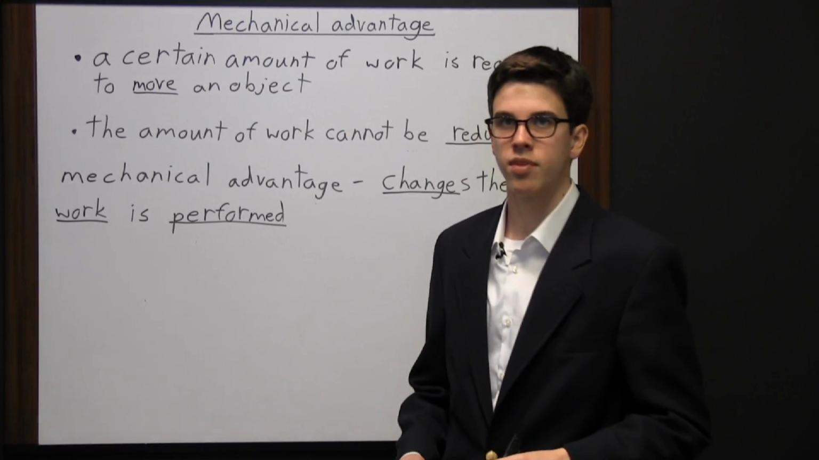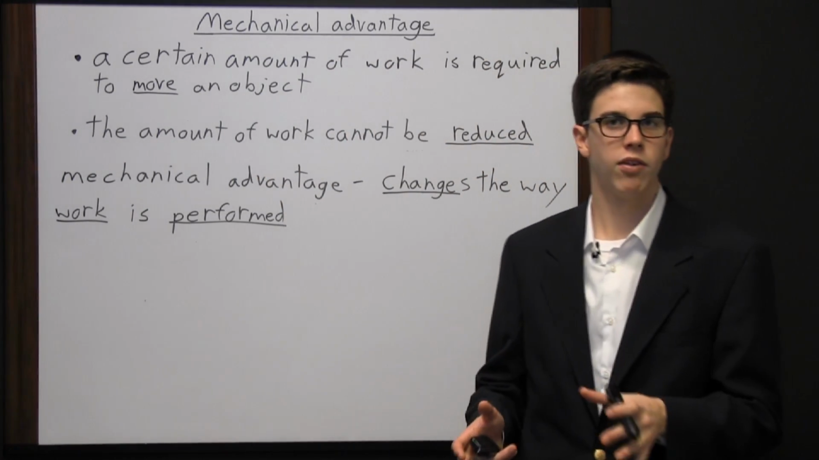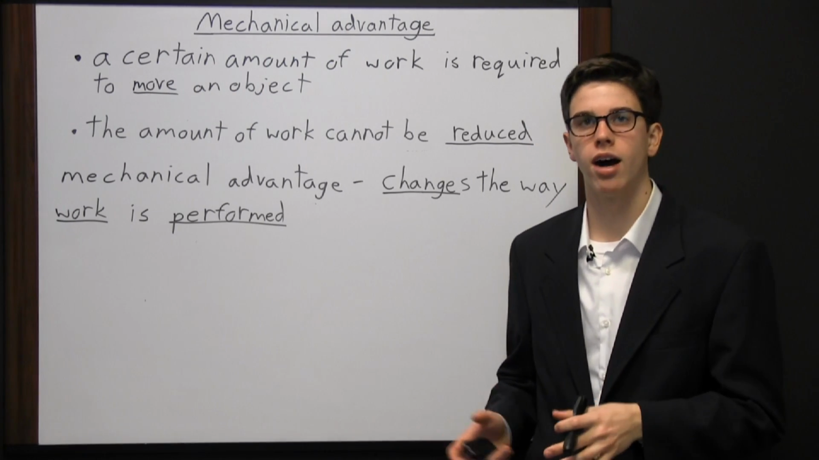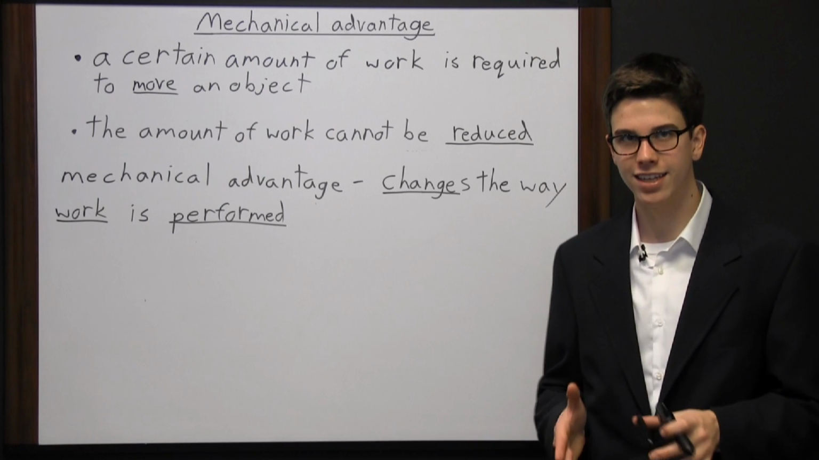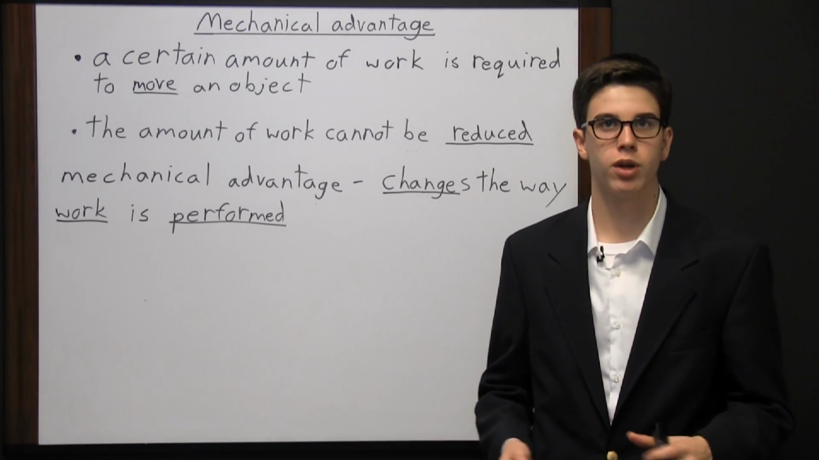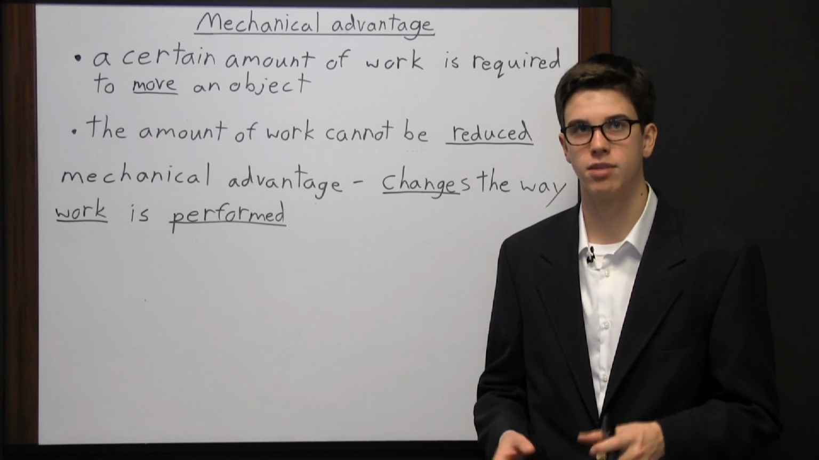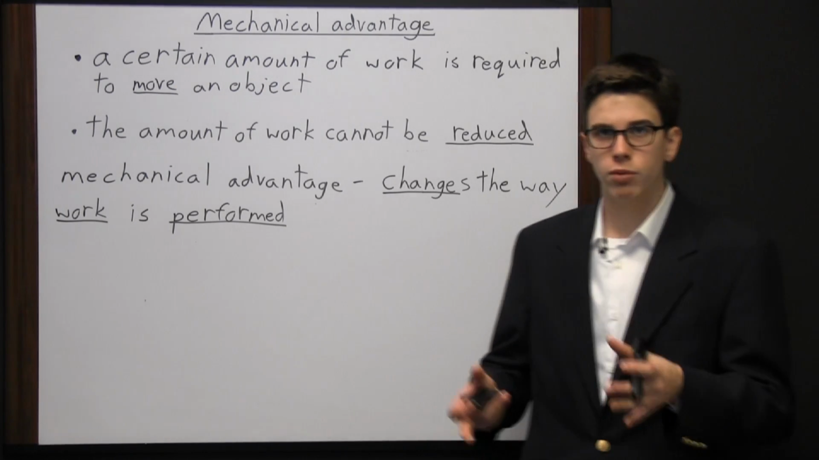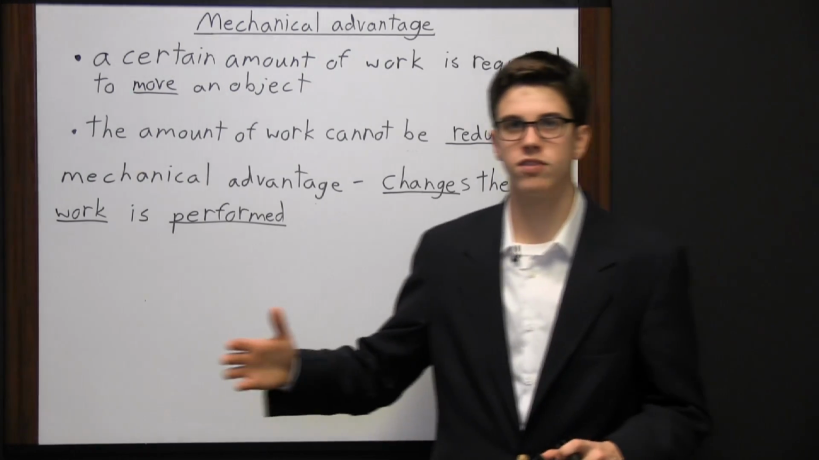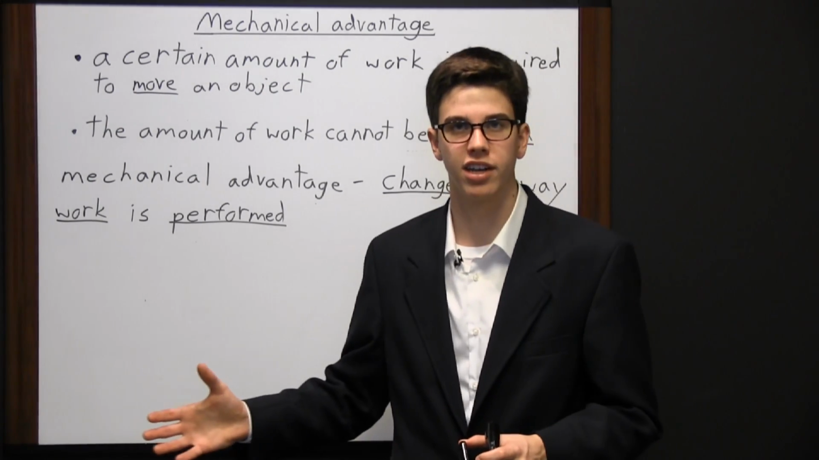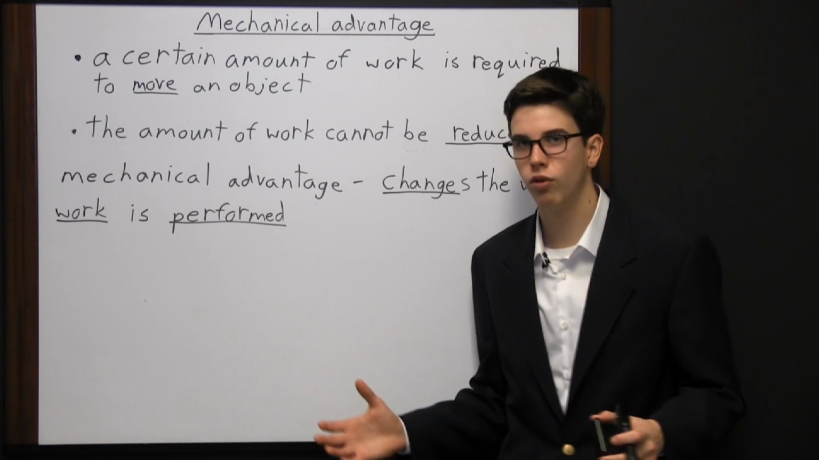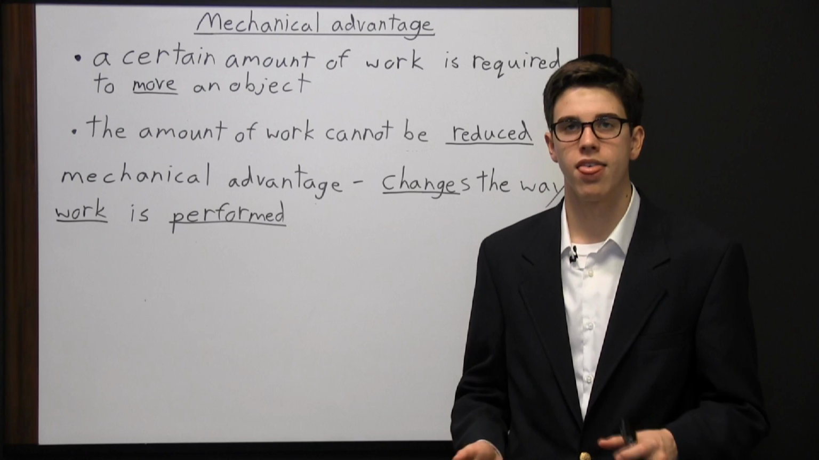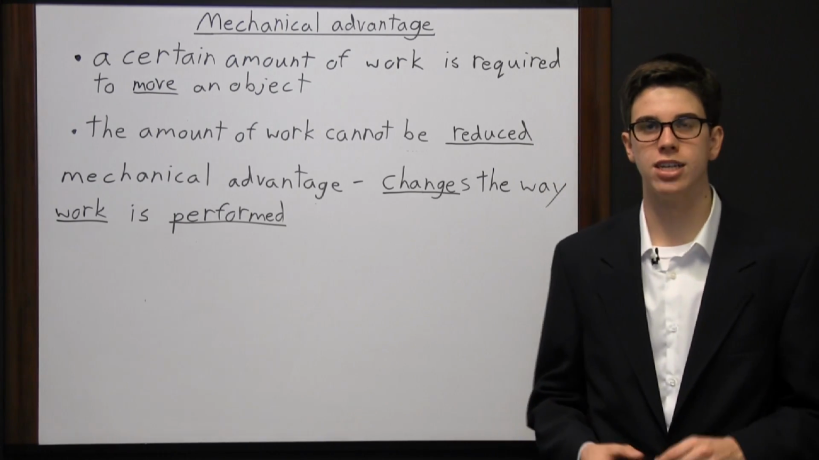So say for instance that you need to move an object to a given vertical height. A certain amount of work is required to move that object to that vertical height. Now, by getting to that given height at an angle, the effort required is reduced, but the distance that must be traveled to reach the given height is increased. And so although the effort required is reduced, the length of time you have to be pushing or holding that object is increased. Overall, the amount of work stays the same, but it's easier to accomplish that work.